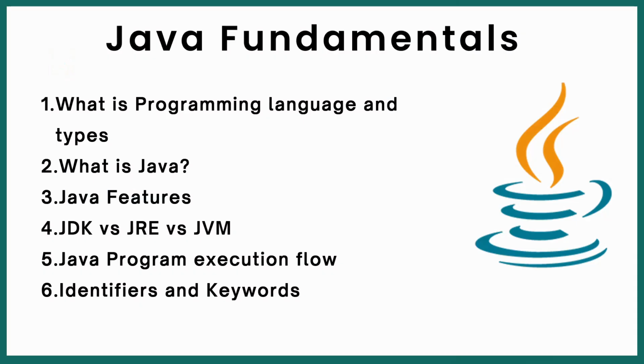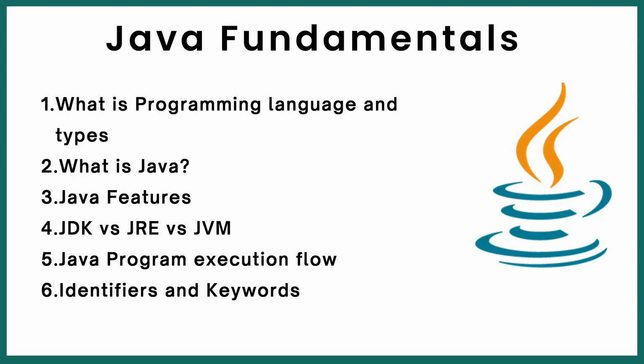Java fundamentals. These are the basic and most important concepts. Here you will learn what a programming language is and what the types of programming languages are. What is Java? Who initiated Java? When was the first version of Java released and what is the current version of Java? Next we'll see the Java features like platform independent, multi-threaded, robust, secure, and we'll see many more Java features. What is Java Development Kit?